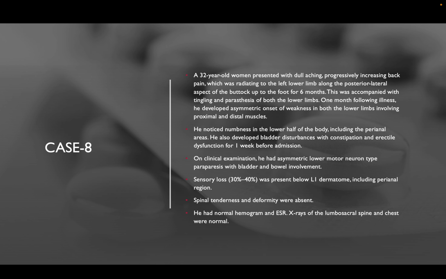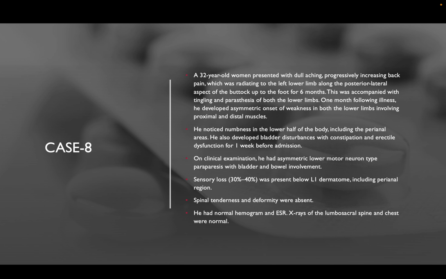A 32-year-old male presented with dull aching pain, progressively increasing back pain, which was radiating to the left lower limb along the posterolateral aspect of the buttock to the foot for 6 months. This was accompanied by tingling and paresthesia of both lower limbs. One month following the illness, he developed asymmetric weakness in the lower limbs involving the proximal and distal muscles. He noticed numbness in the lower half of the body, including the perianal area. He also developed bladder and bowel disturbances with constipation and erectile dysfunction for 1 week before admission.